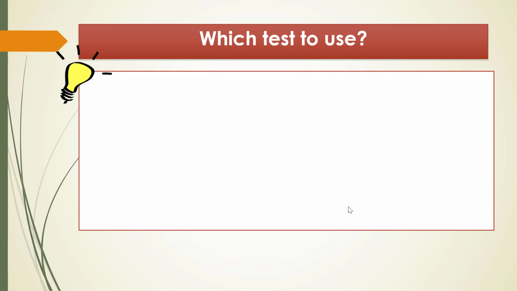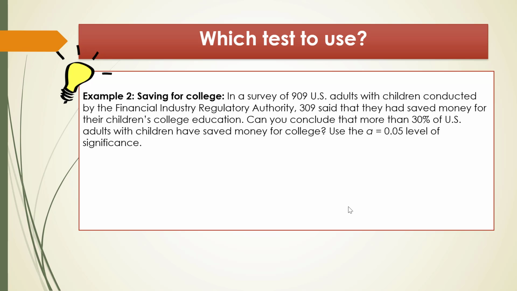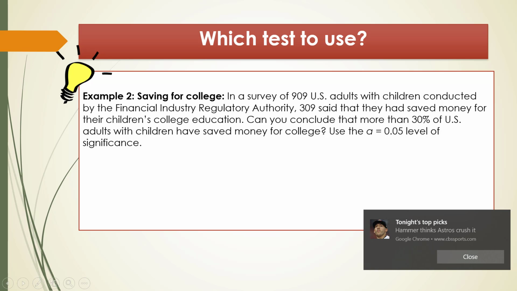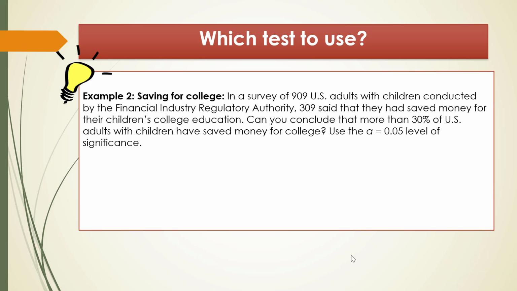Next, example 2: saving for college. In a survey of 909 US adults with children conducted by the Financial Industry Regulatory Authority, 309 said that they had saved money for their children's college education. Can you conclude that more than 30% of US adults with children have saved money for college?